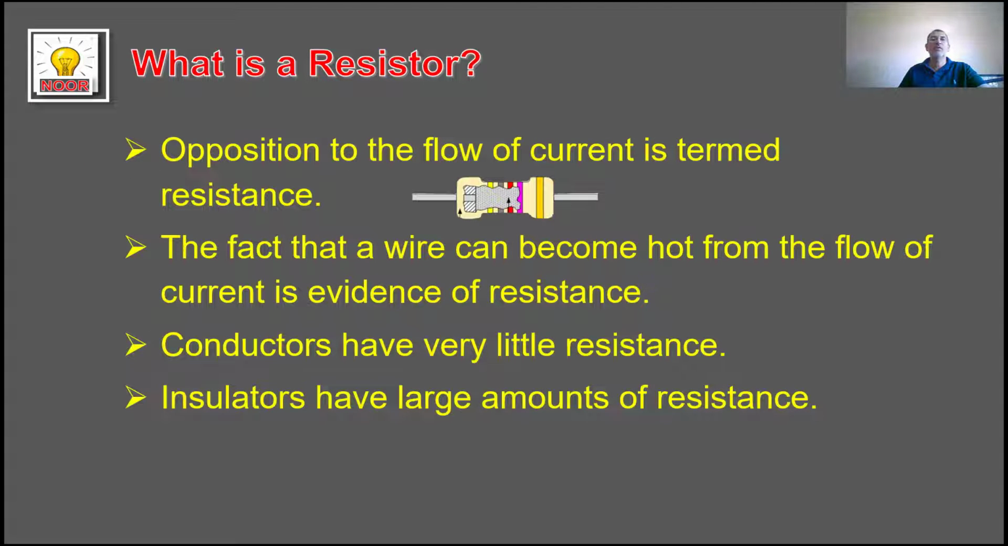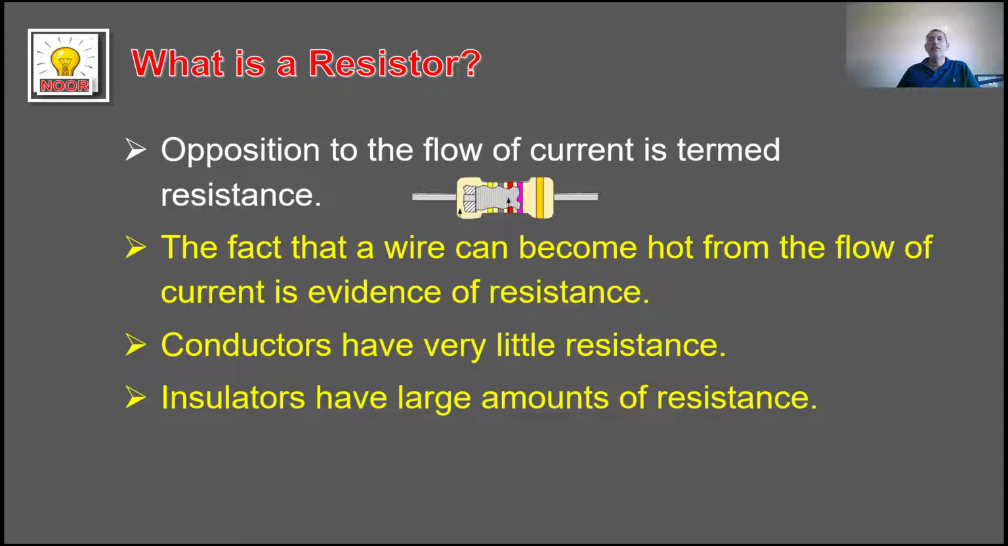So what is a resistor? A good definition: it's a component that basically blocks or makes it difficult for the current to flow. So it's an opposition to the flow of current. That's what a resistor is. Okay.